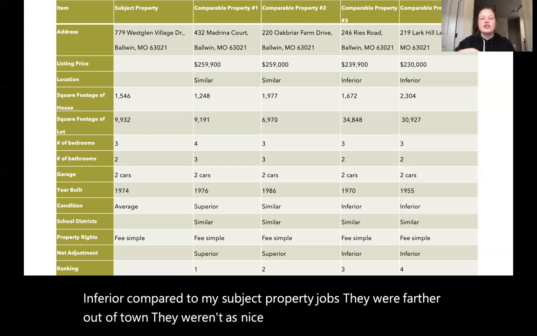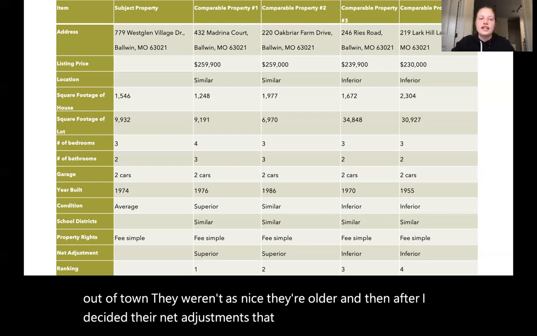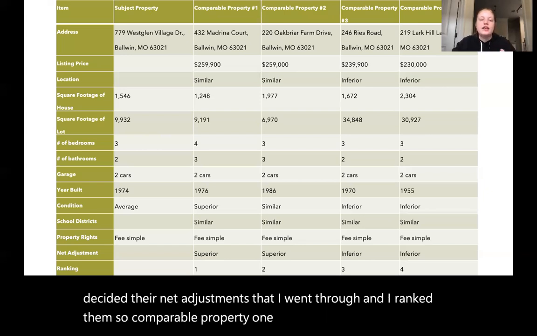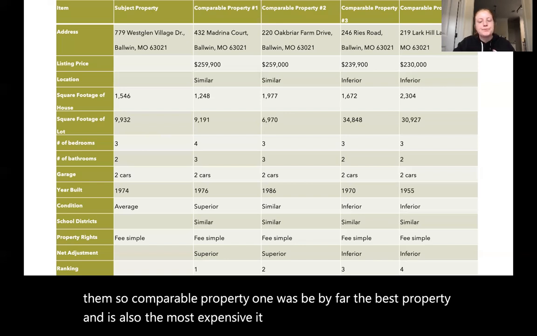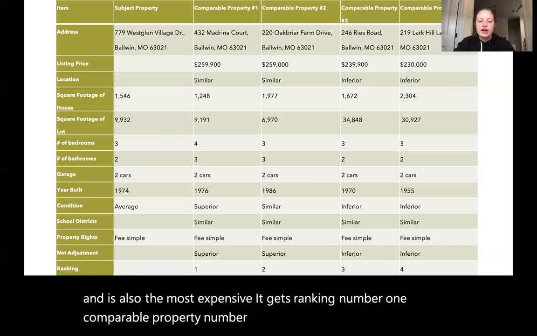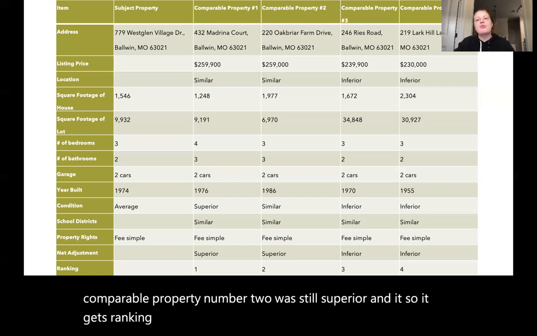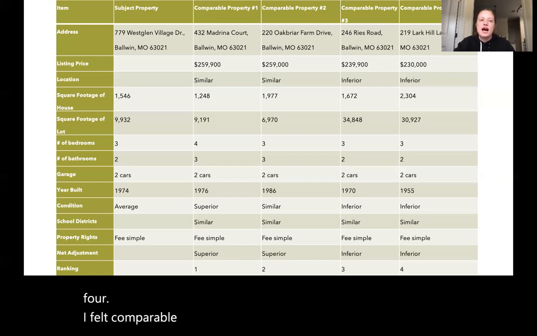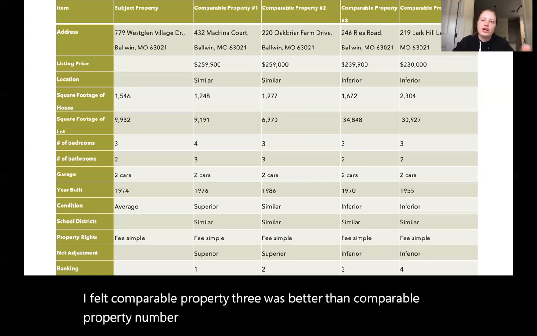And then after I decided their net adjustments, I went through and I ranked them. Comparable property one was by far the best property, and it's also the most expensive. It gets ranking number one. Comparable property number two was still superior, and it gets ranking number two. And then comparable properties three and four, I felt comparable property three was better than comparable property number four. So I ranked those three and four.